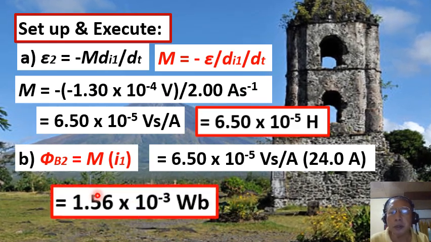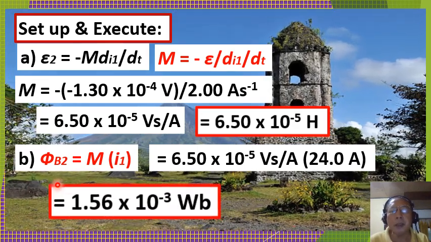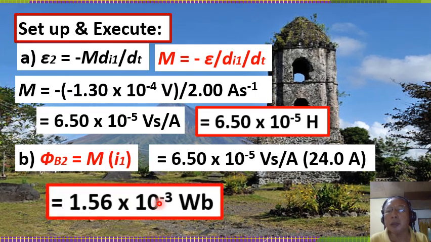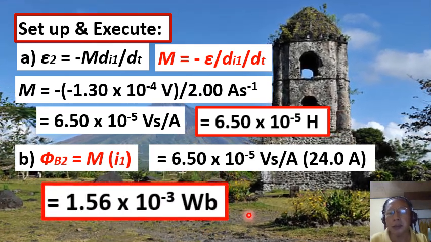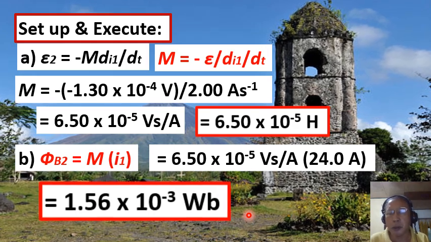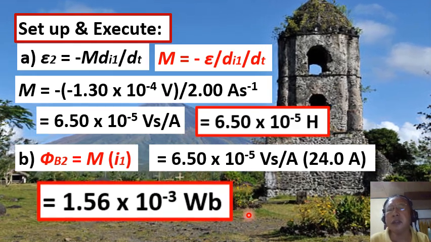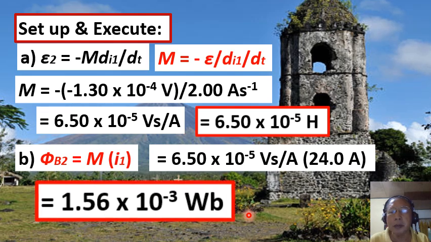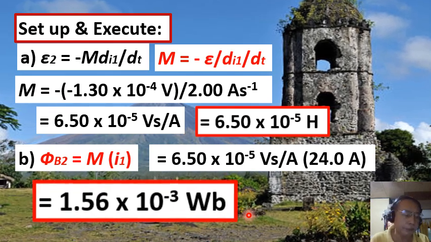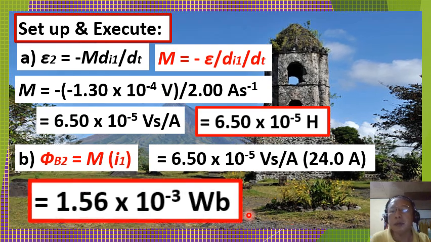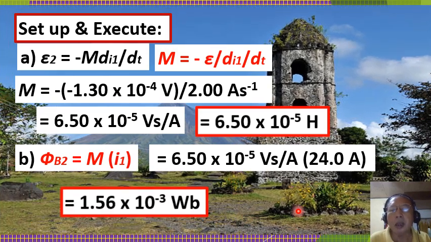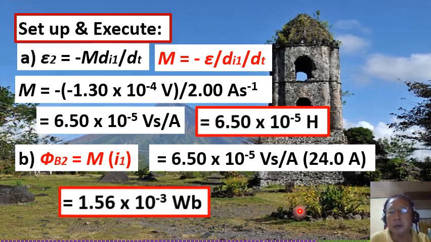So this computed value for phi sub B2 is the total magnetic flux that is induced in coil number 2 as a result of the changing current in coil number 1. So that ends our lesson for this topic.